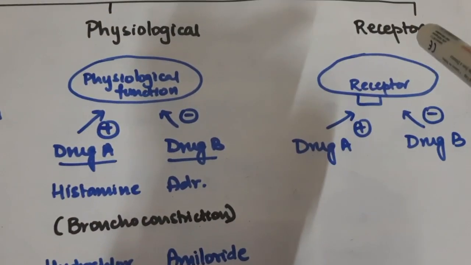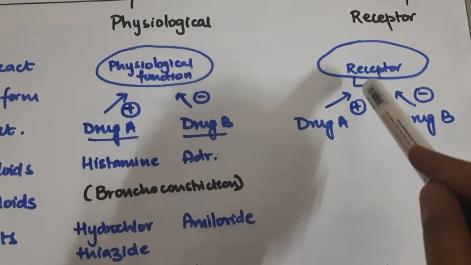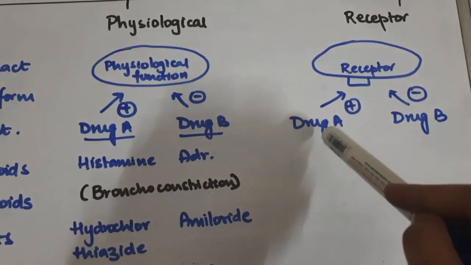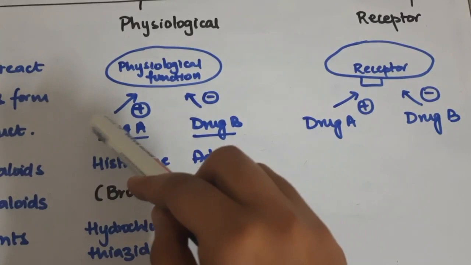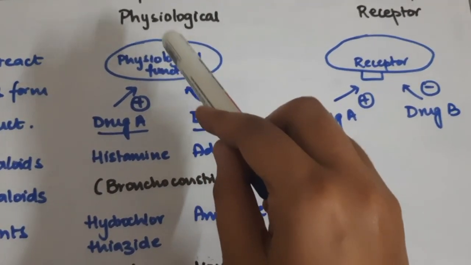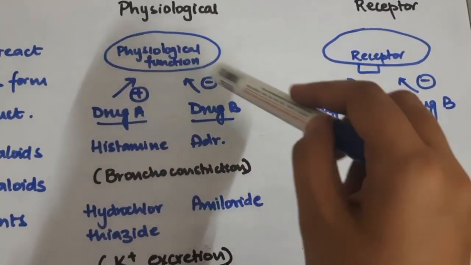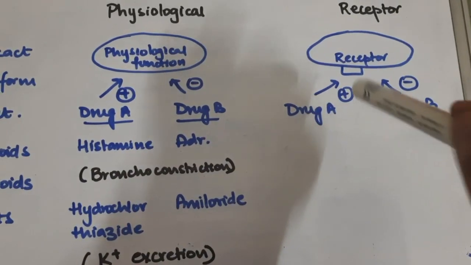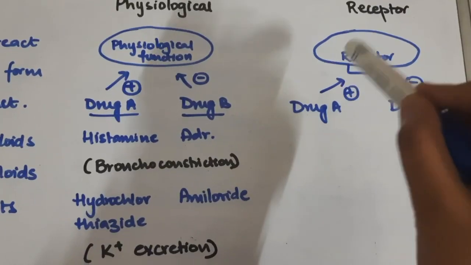If we compare it with receptor antagonism, they are different. In receptor antagonism, drug A and drug B will have an opposite effect on the same receptor. In physiological antagonism, these two drugs have an opposite effect on one particular physiological function. Let's say bronchoconstriction. They have an opposite effect on one function. But in receptor antagonism, both of them will have opposite actions on the same receptor.